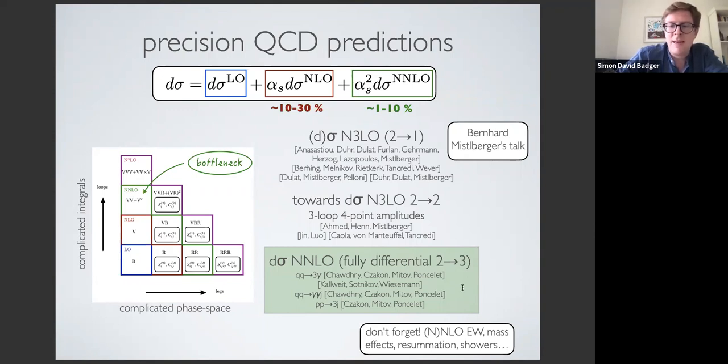All of this comes with the caveat that if we're really trying to push towards percent level predictions, then eventually we're going to have to worry about a lot of other things as well: potential electroweak corrections, mass effects (most of the stuff that's working in this field at the moment is restricted to massless particles), and also how these hard scattering perturbative amplitudes and cross sections connect with the soft physics of resummation, parton showers, and so on.